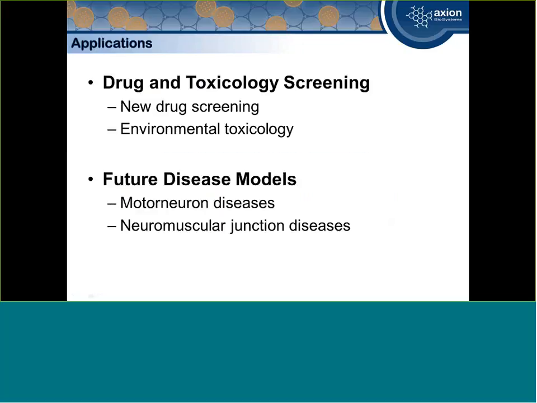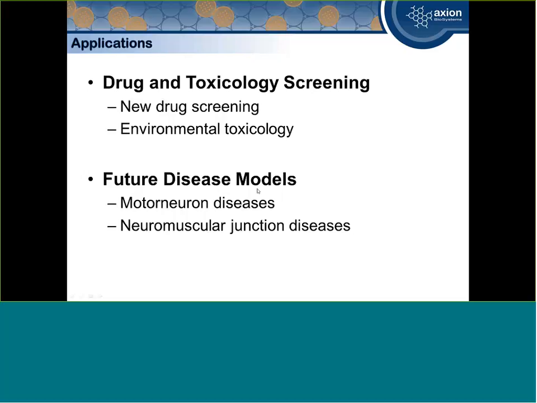The big linchpins here: drug and toxicology screening, looking at new drugs and how they modulate the behavior of these cells, for example, environmental toxicology, looking at how environmental toxins change the behavior, change both electrophysiology and cell culture health, change network development. We can look at all this with these motor neurons on an MEA. And the potential for future disease models is huge.